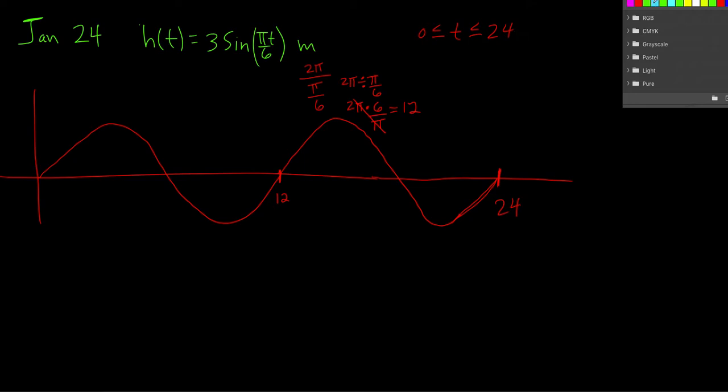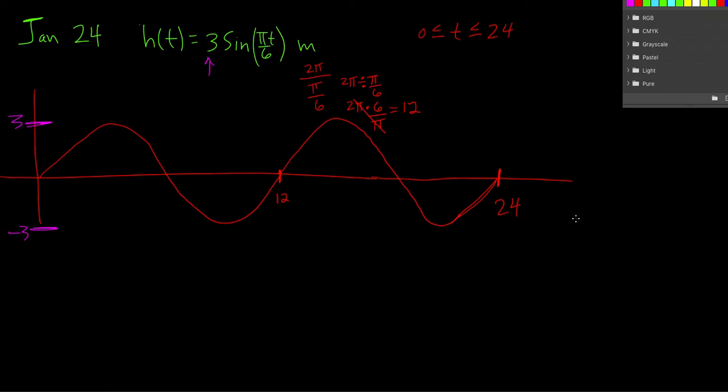Now, we also need to worry about the height. This tells us the height. That's our amplitude. So that's going to go from 3 to -3, and that's going to go across those peaks and valleys. All right, so that's essentially it.